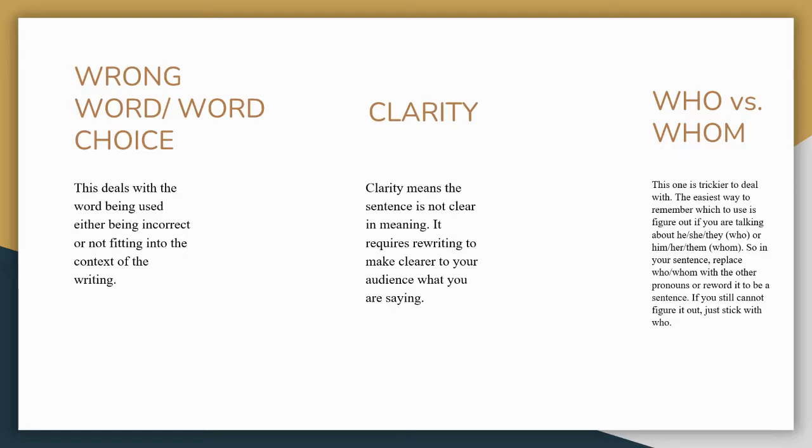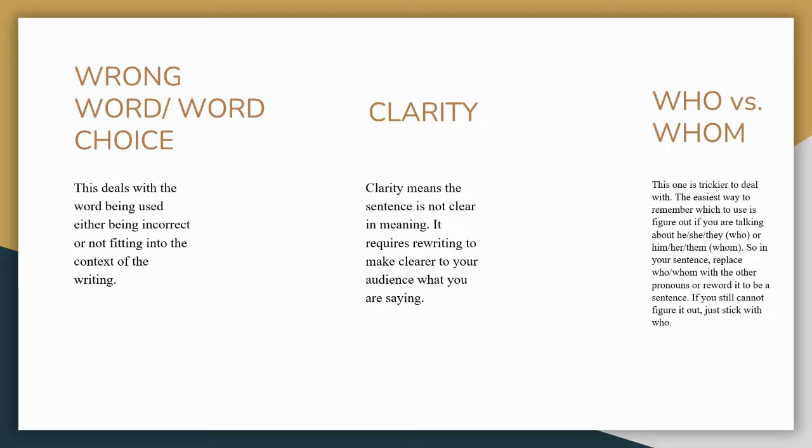Clarity means that your sentence is just not clear. You have to rewrite it to make the meaning of it clear to your audience. Some people may say, I don't get what you're saying here. And so you need to say, okay, how am I going to make that obvious to my audience? And the last one is who versus whom.